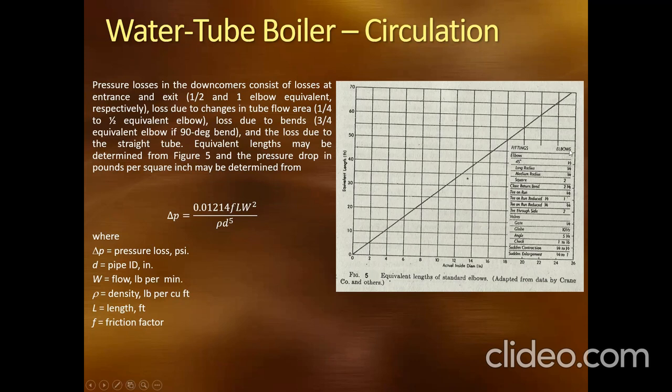So, andito yung mga equivalent fittings. Point of ignition is 1 up. Long radius is 3/8 ng value nito. Yan. Diba? So, andyan naman yung iba.